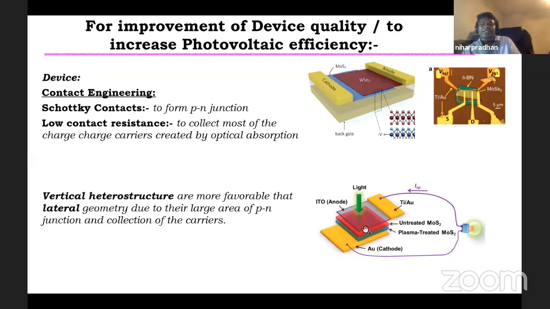And another thing is using the vertical heterostructure. In this vertical heterostructure, you cover the source and drain contact over the whole area. So you are actually collecting most of the electron and hole pairs that form, because the whole area is connected with the source and drain. But in this case, electron and hole pair, when it is, yes.